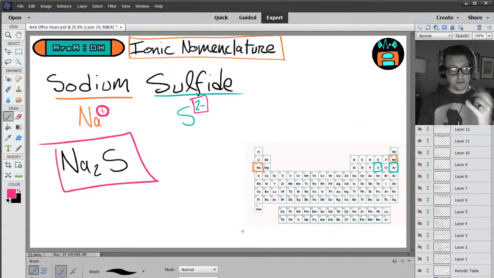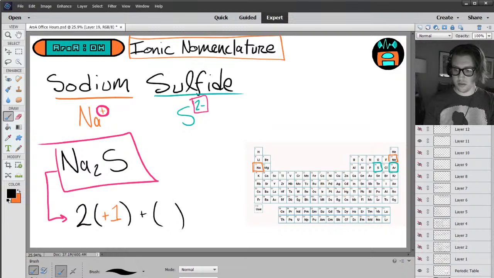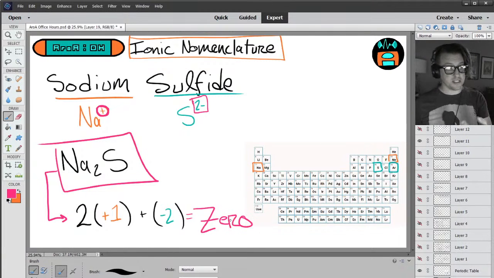Let's pause for a moment and think about the reason before diving into the next example. The reason why we need 2 sodiums is because the charge for sodium is +1 and the charge for sulfur is -2, and we need this expression to add up to 0. You need all your positives to cancel with all your negatives. So we need 2 positive ones. That's why it's Na2S.